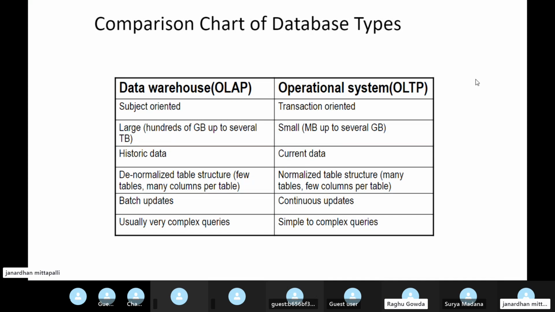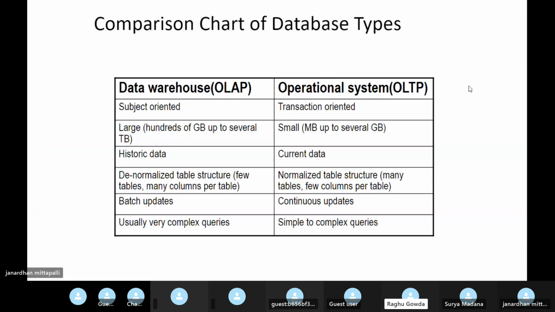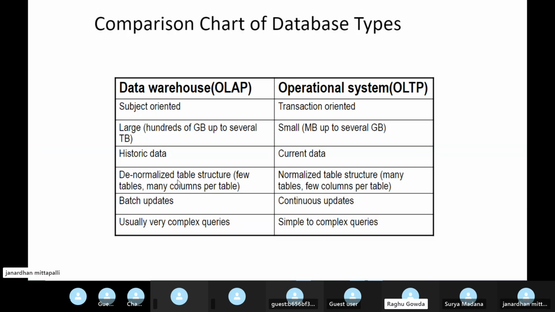Hi. Like here in normalization, can you show that column differentiation table? Here the denormalization table structure is there, right? There will be many tables and a few columns in normalized data. When normalized, the data is separated, so the tables will be more and the columns will be fewer.